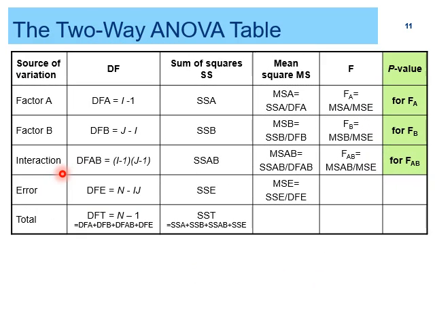Now here are the formulae, and here we can see factor A and factor B. For factor A, the degrees of freedom is I minus 1, whereas for factor B, the degrees of freedom is J minus 1. It is represented as sum of squares A, sum of squares B, and the formula for mean square A is equal to sum of squares A divided by degrees of freedom of A. And for F, we calculate it as MSA divided by MSE.